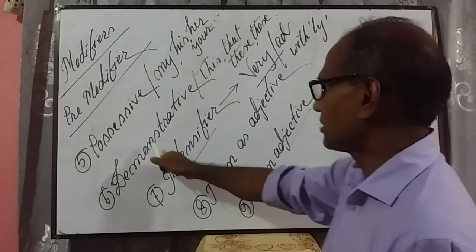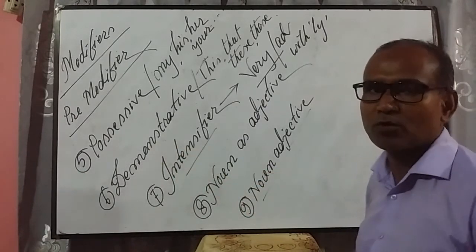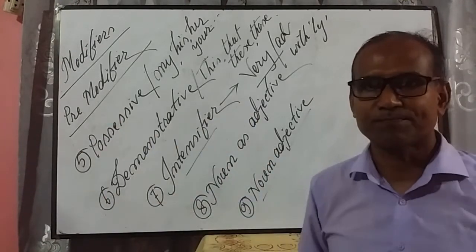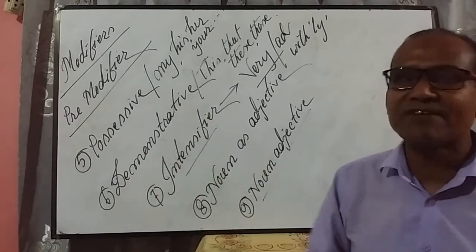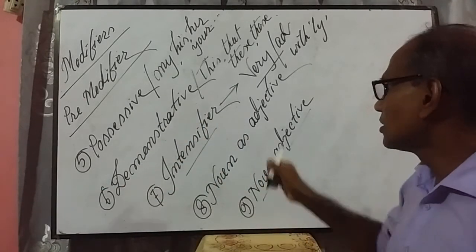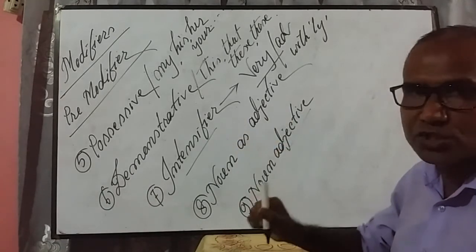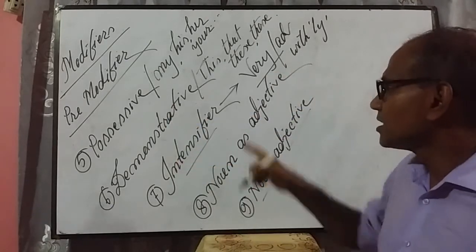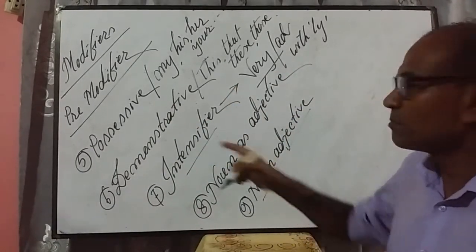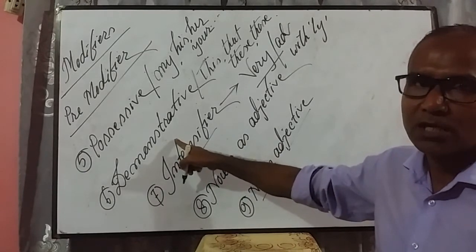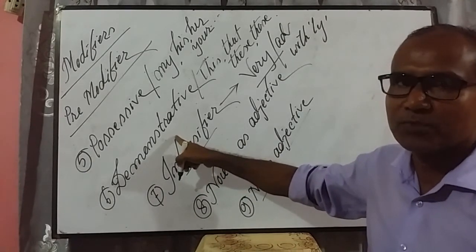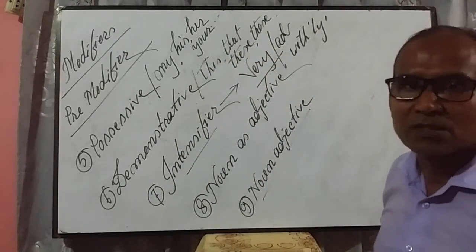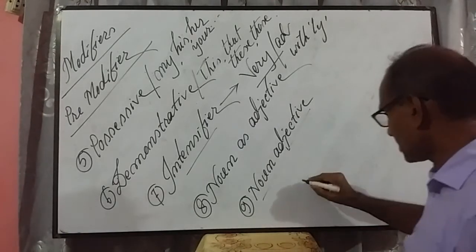Okay? The demonstrative. What do you mean by demonstrative? Demonstrate means to show something, to display something, to exhibit something. That is called demonstrative. That means the words which show something, which indicate something, or which display something, they are called demonstrative. Usually, in the case of demonstrative, we use this, that, these, those, such. These are demonstrative.